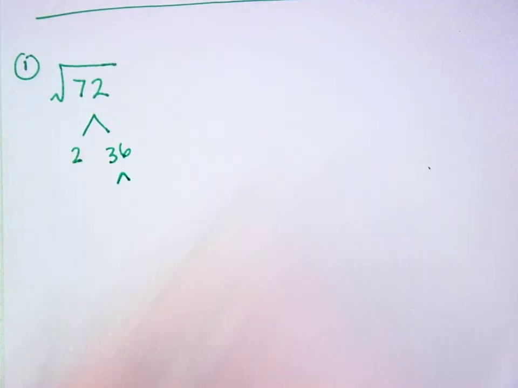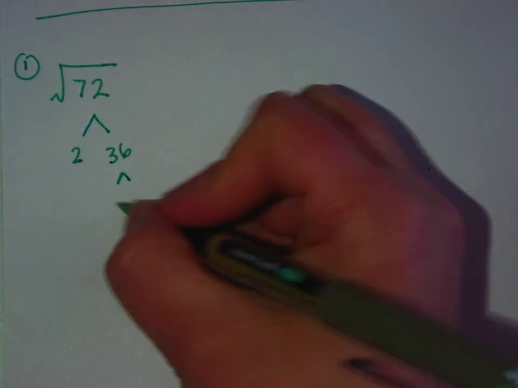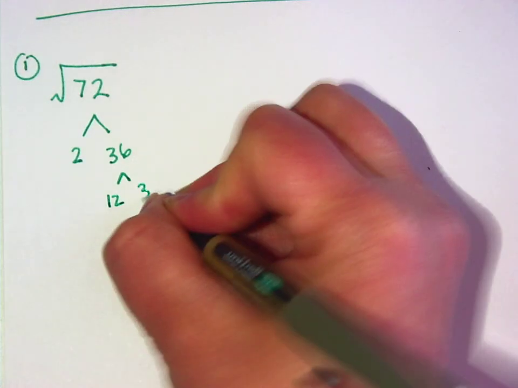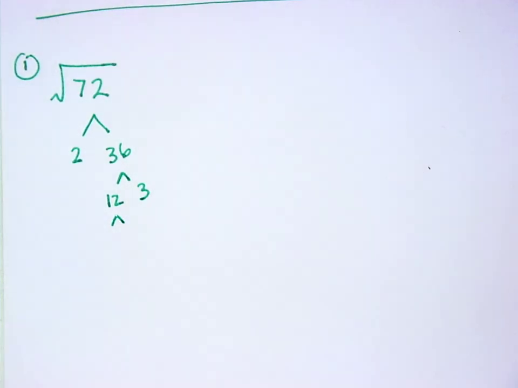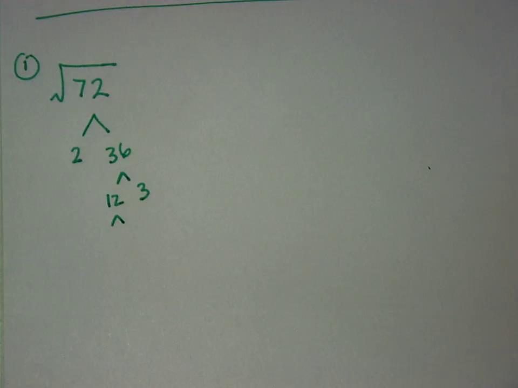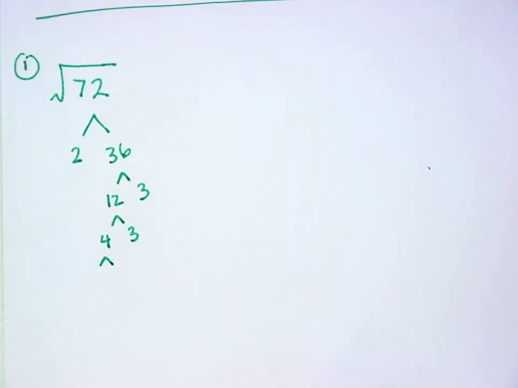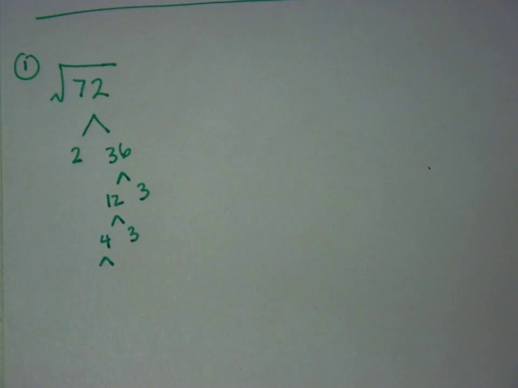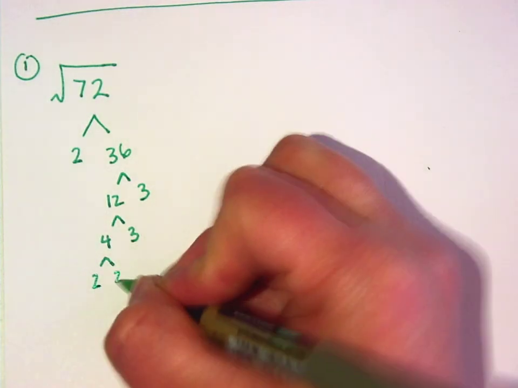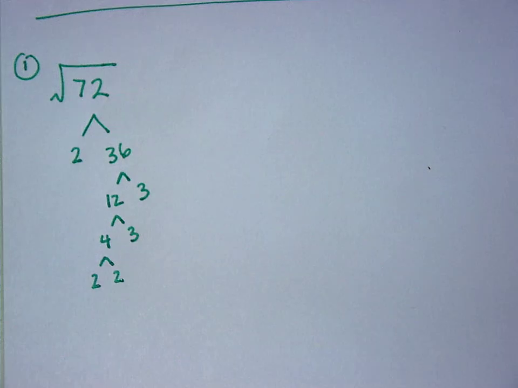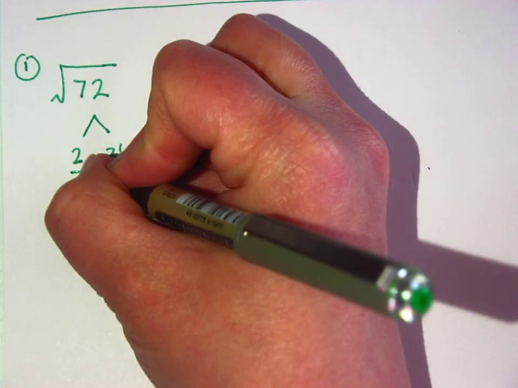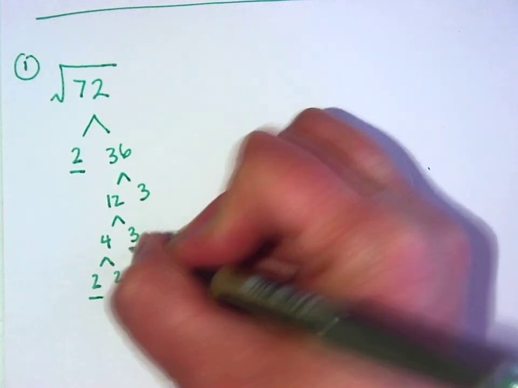And what does 36 break down into? 12 and 3. Sure, 12 and 3 or 6s. And then what breaks down 12? 4 and 3. And then 4 can be broken down into 2 and 2. All right, so first thing I want to show you is this. What we have right now is a 2, 2, 2, a 3, and a 3.